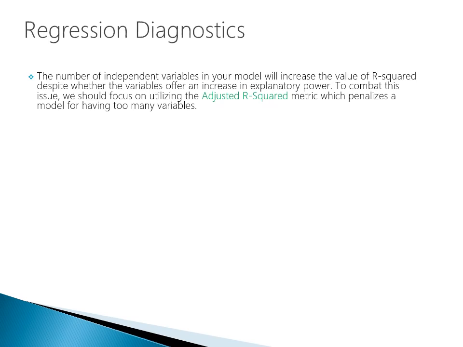Well, the number of independent variables in your model will increase the value of R squared regardless of whether the variables offer an increase in explanatory power. To combat this issue, we should focus on utilizing the adjusted R squared metric, which penalizes a model for having too many variables.